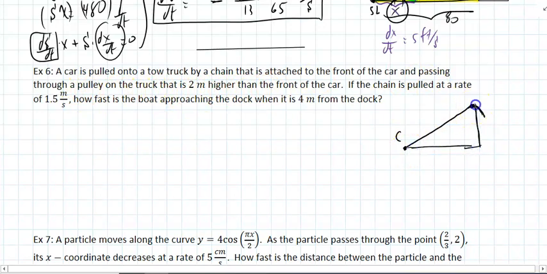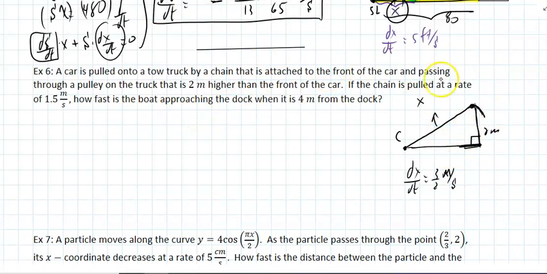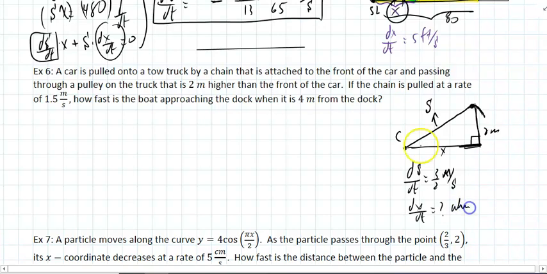So the pulley is 2 meters higher than the front of the truck. That's fixed. If the chain is pulled in at a rate, call this ds/dt, of 3/2 meters per second, how fast is the boat approaching? You know what? Here, I don't want to use s because my s's look like 5s. But if I call this x, then dx/dt is what I'm looking for when approaching the dock, when x equals 4 meters.